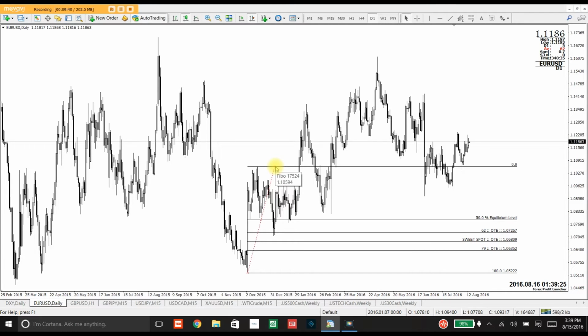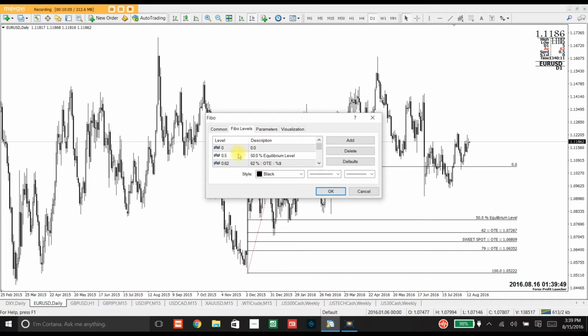Okay, now my levels here. I want to talk about my levels right here. Okay, I only have a 50% equilibrium level, okay, a 62, what I call the sweet spot, okay, what my mentor, he calls this a sweet spot, which is simply the middle of the 62 and the 79. Okay, it's 70.5. That's the level right there. To edit the levels on your Fib tool, you just right-click and go to Fib Properties. And you can just edit them right here.